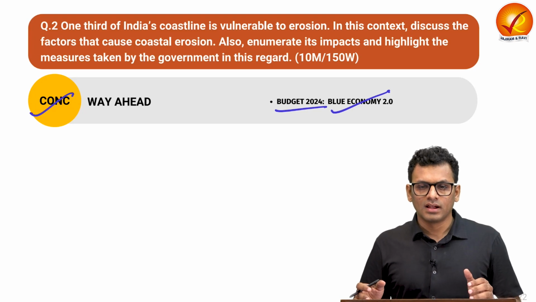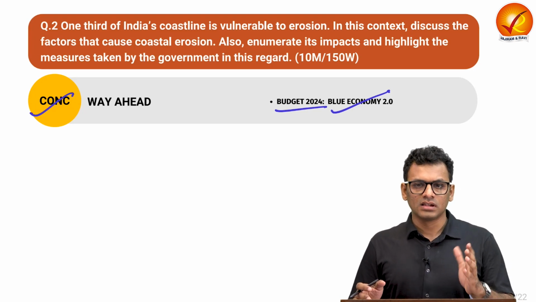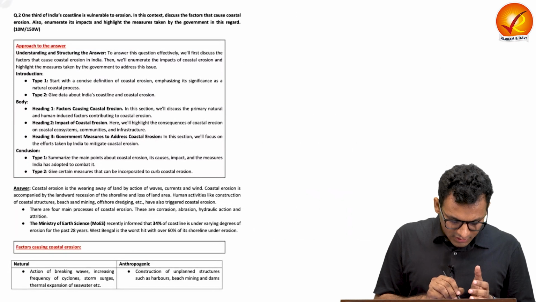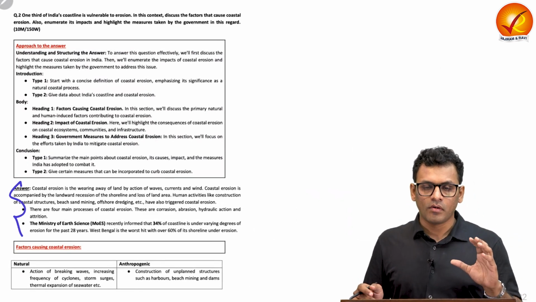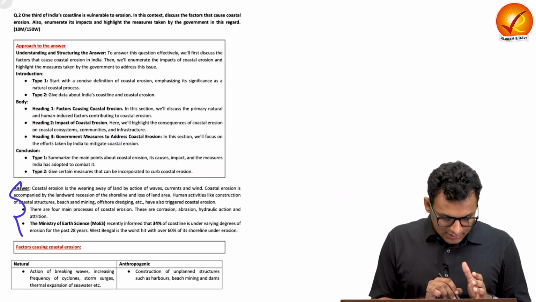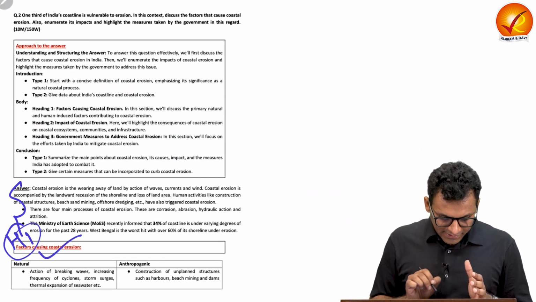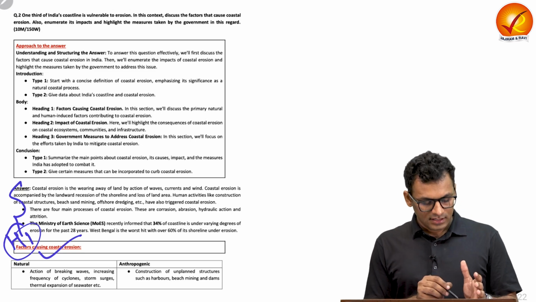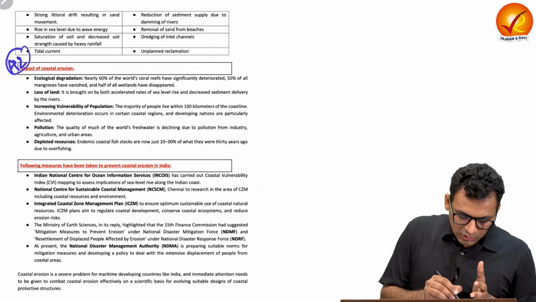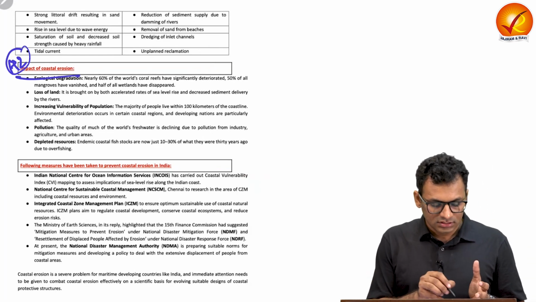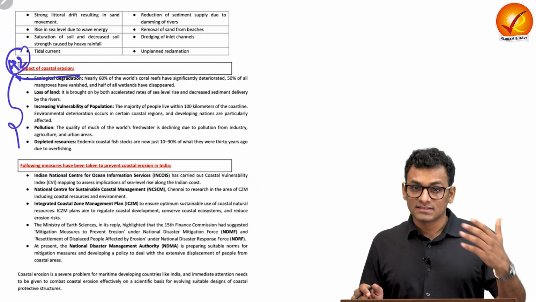Let us move on to the model answer and understand how you can inculcate the same in our answer writing practice. Firstly, in the introduction, you can provide the context as well as data points with respect to the coastal erosion. Then in heading 1, you can talk about the factors. You can segregate the same with respect to the natural and anthropogenic factors. Then in heading 2, you can talk about the impact of coastal erosion. You can list down the impact and provide substantiation.